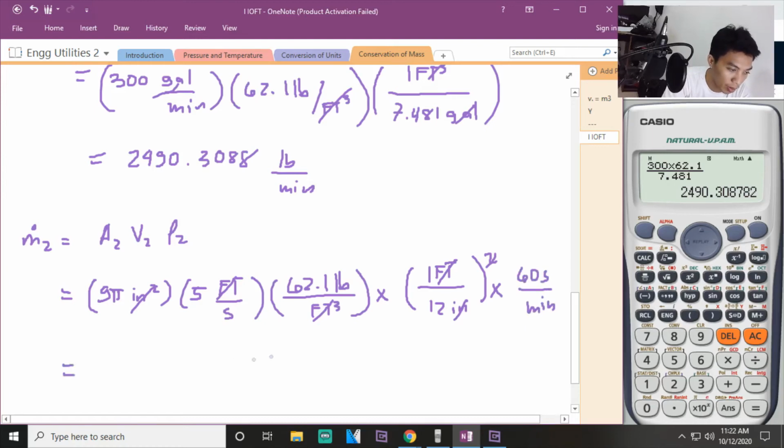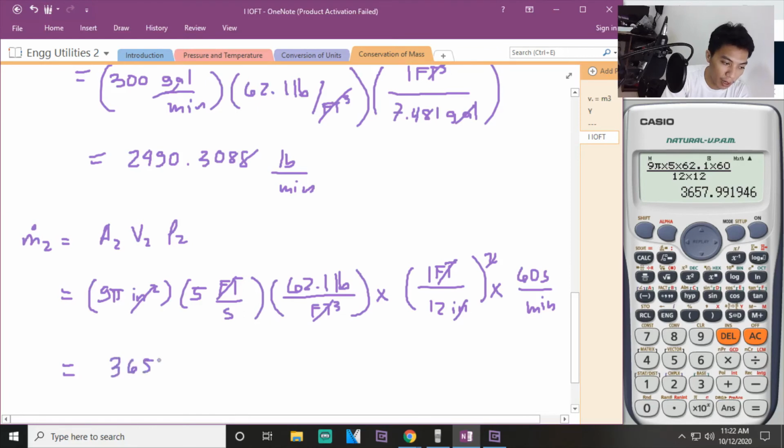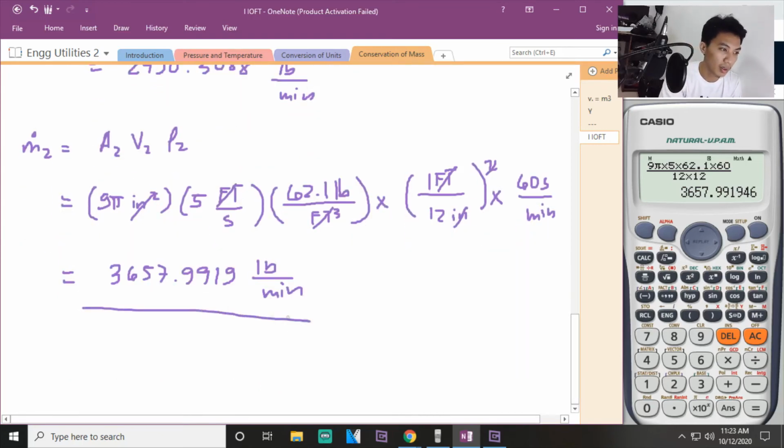Okay. So, solve na natin siya. Okay, 9 times pi times 5 times 62.1 times 60 divided by 12 times 12. The answer will be 3,657.9919 pounds per minute. Yun, nakuha na natin. So, meron tayong answer dito. Ano ba tinatanong again?